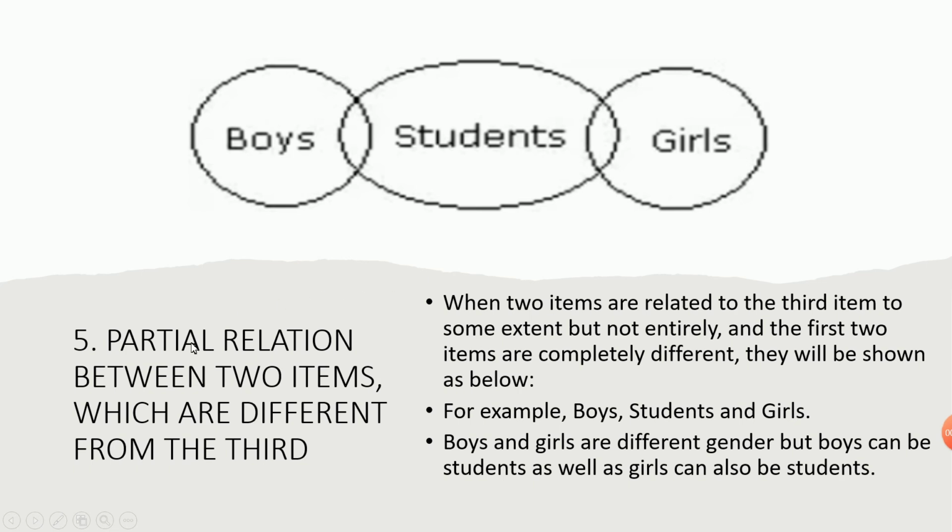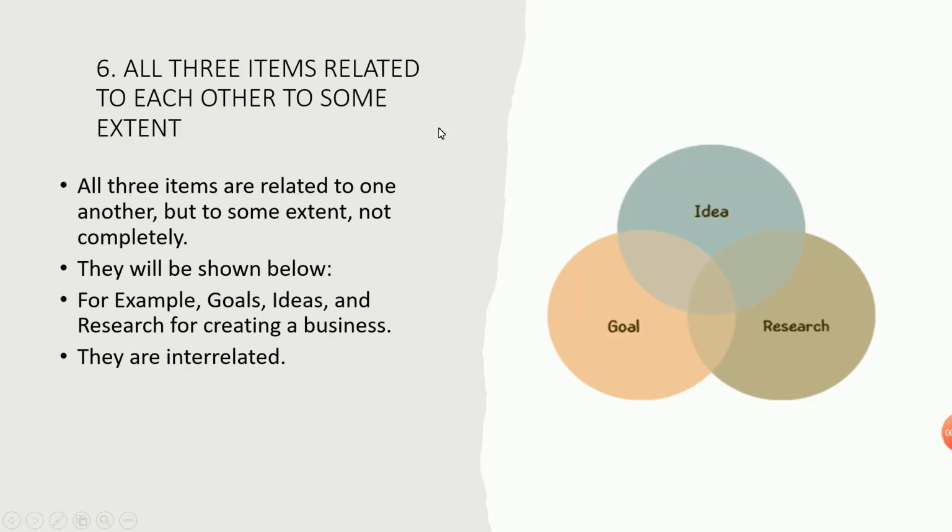Next is partial relation between two items which are different from the third. So when two items are related to the third item to some extent but not entirely, and the first two items are completely different, this is the third pattern. See here, boys is not related to girls, but at the same time they are partially related to the students category. They fall under the students category. So when such a thing is happening, this is the shape of Venn diagram we get.